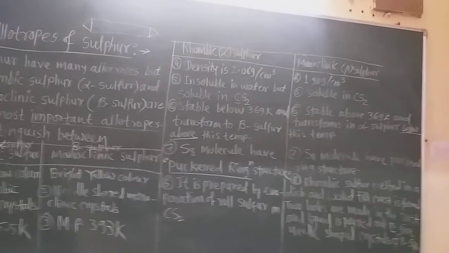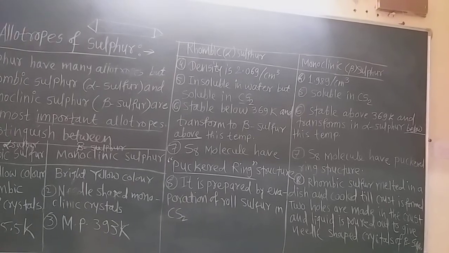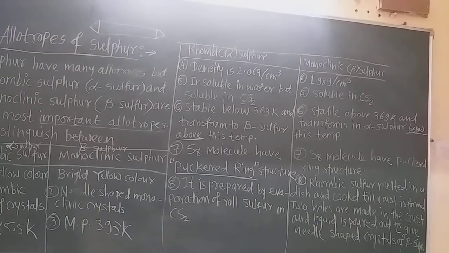What is the problem? Now about the molecule of both the sulfurs. Though they are allotropic forms, their molecular formula is the same, that is S8. 8 atoms of sulfur form the sulfur molecule, we know that.